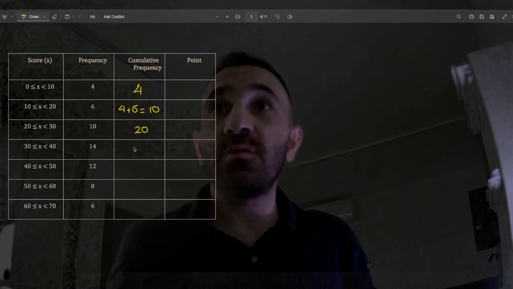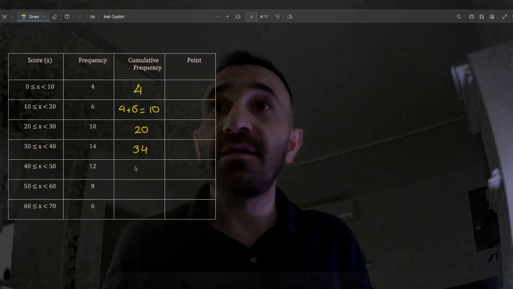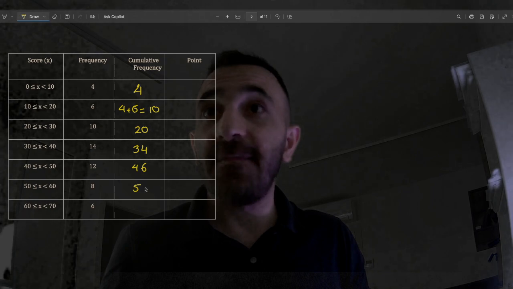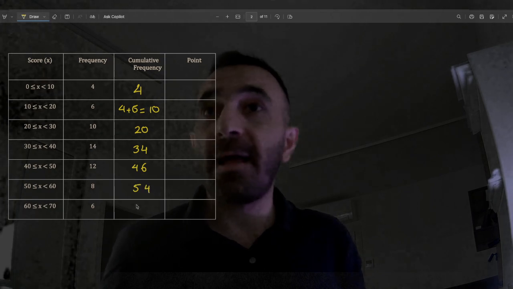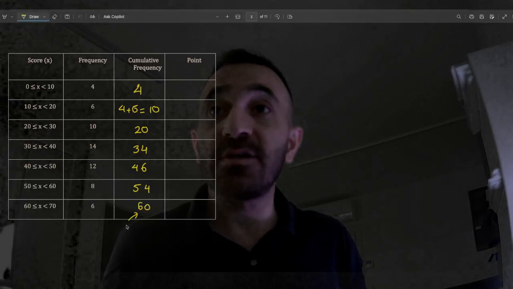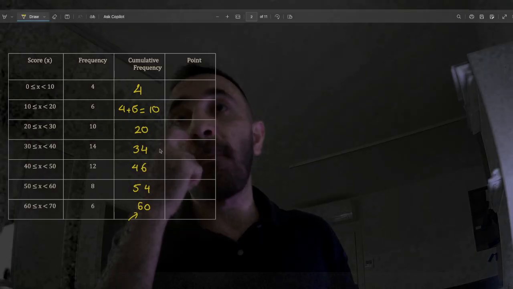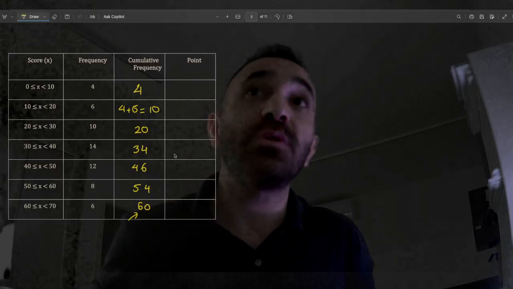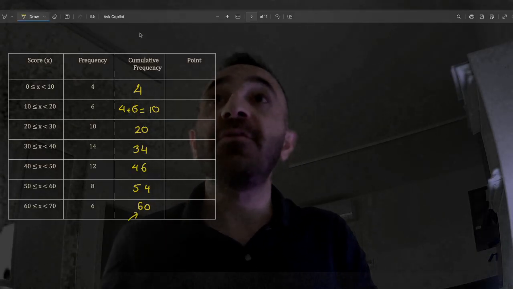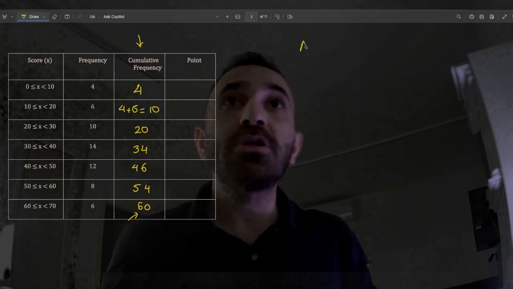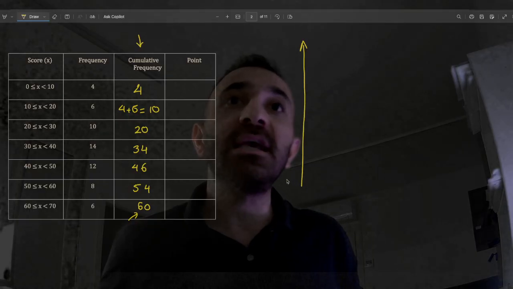The next one is going to be 34, 46, 54, and 60. Of course, this last number is going to be the total number of data that you have. In this case, 60 students. Okay, so this is the cumulative frequency table. Great. Okay, now we're going to draw the cumulative frequency curve together.